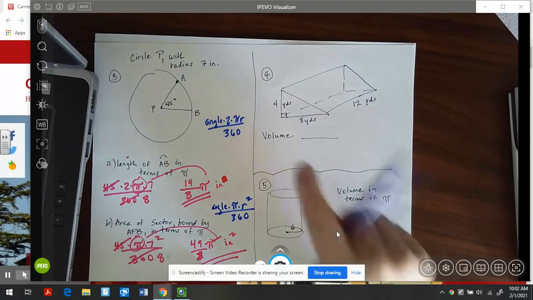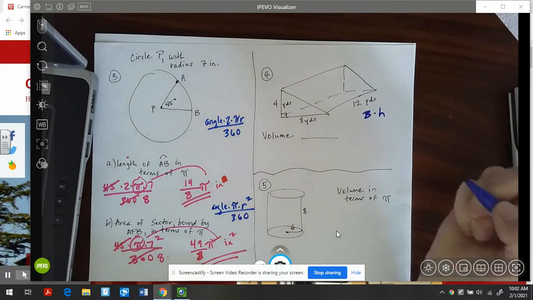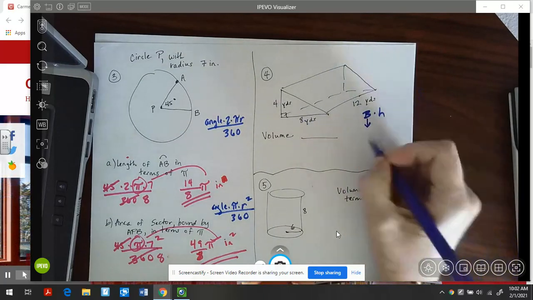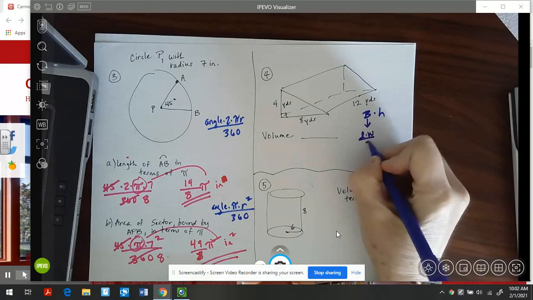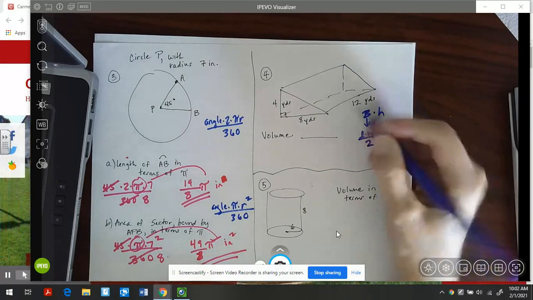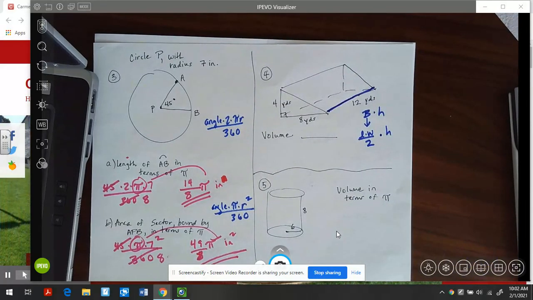The volume for a prism is simply base area times height. If it's a triangle, this formula is length times width divided by 2. And then you're going to multiply that times the height, which means how long that prism is. Please compute the volume of this triangular prism.